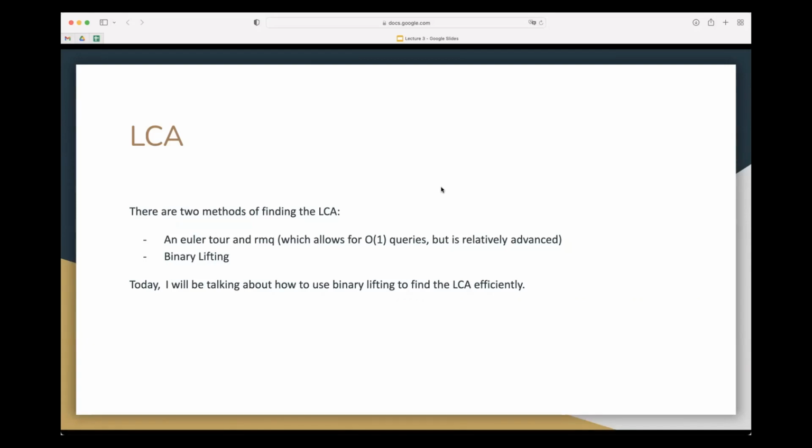But because that requires prior knowledge about sparse tables and stuff like that, we'll stick to binary lifting for now. Binary lifting is O(n log n) pre-computation with O(log n) queries, but it's a lot easier to implement than the Euler tour and RMQ method. And it's also more fun to code, I guess, at least in my opinion. So we'll be talking about binary lifting.